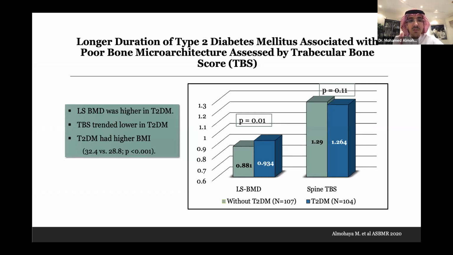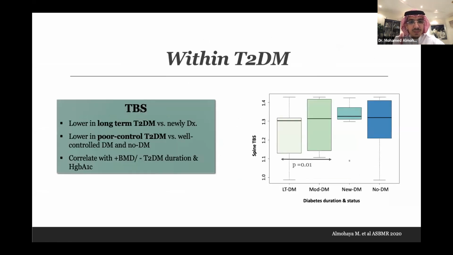And we have to keep that in mind, especially with the TBS, because it might cause some noise in that regard. If you have higher BMI, that might affect it, but we've adjusted for BMI, and there was significantly higher BMD and also lower TBS values.